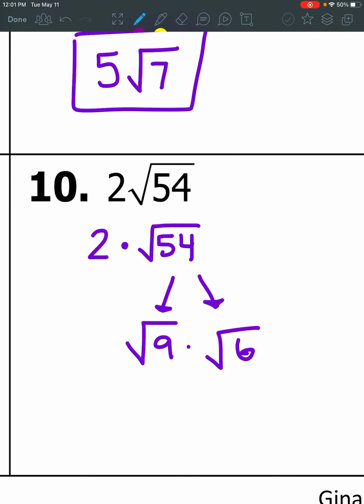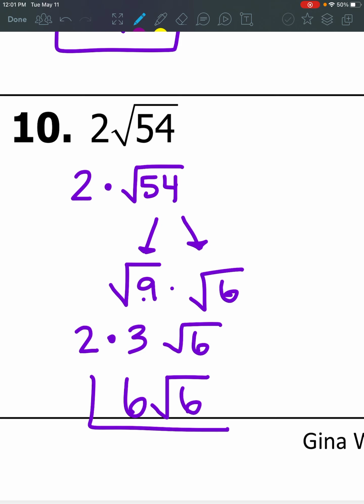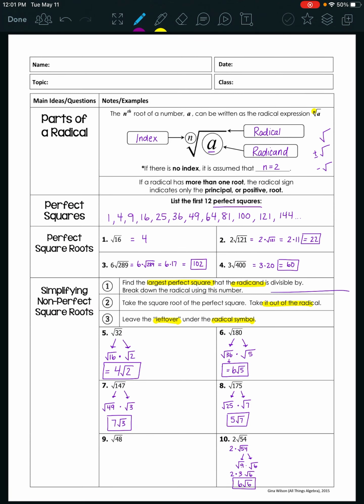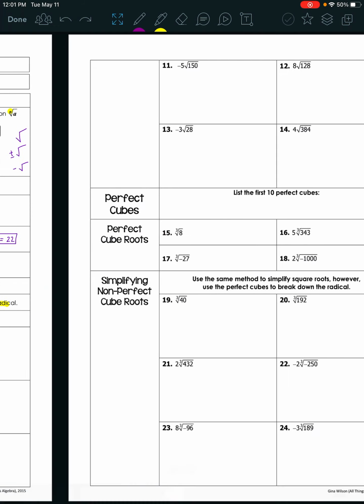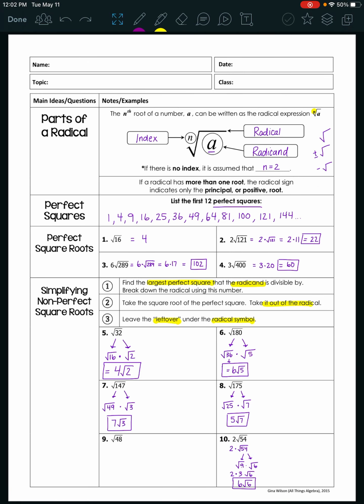Now, what happens here is the square root of 9 gets pulled out to a 3, but we already have a number in front of the radical symbol. So now we have to multiply those together. So we'll do 2 times 3, and then that radical 6 stays since we can't simplify it anymore. So 2 times 3, we'll get 6, and we'll get 6 radical 6. Okay? Finish up that question number 9, and try out those last 4 on the back as well. And we'll pause there and see if you are on the right track with those.